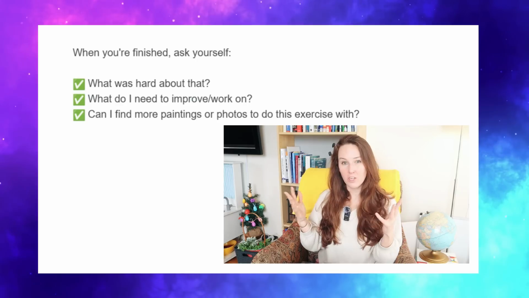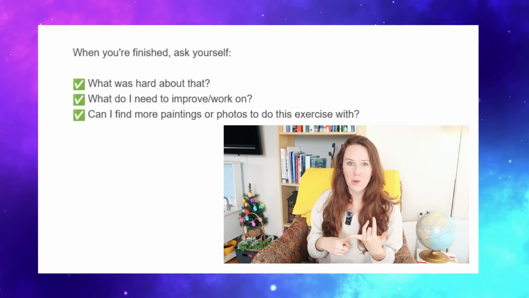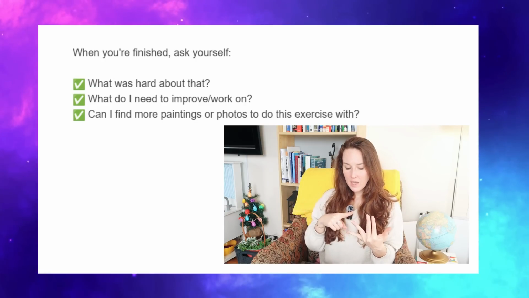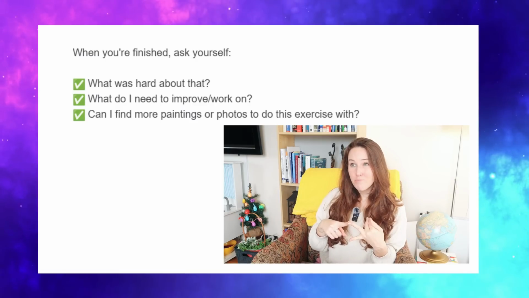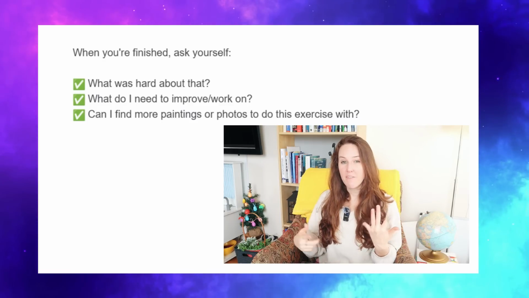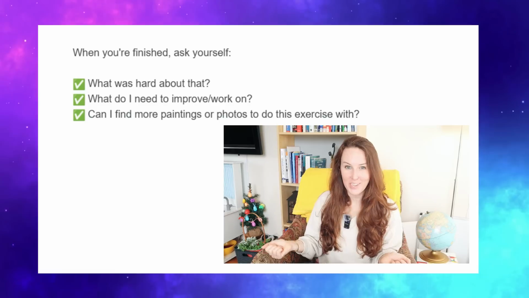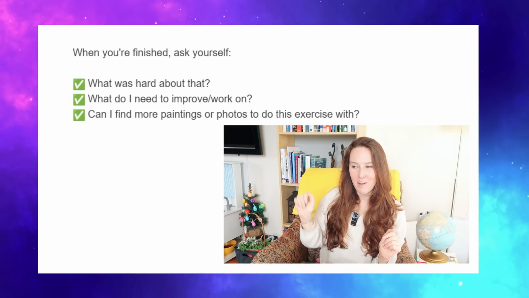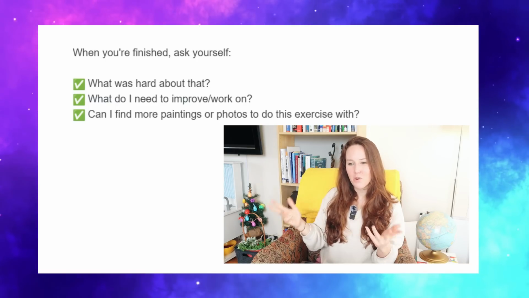like, what was hard about that? What did I find difficult about that activity? What do I need to improve, or what do I need to work on tomorrow or in the future? And number 3, can I find more paintings, more photos to do this exercise with? So do a little online search, go to your local library, find an art book with cool paintings in it that you can use, or some photographs.